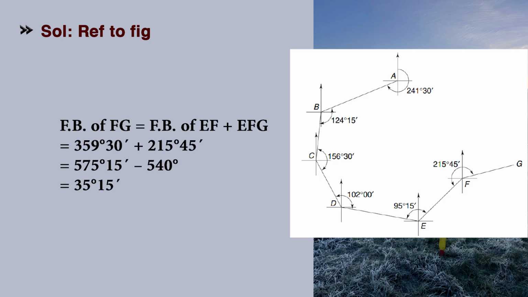Lastly, the forebearing of FG is equal to forebearing of EF plus the angle EFG. Forebearing of EF is 359 degree 30 minutes, and angle EFG has been given as 215 degree 45 minutes. Adding both we will get 575 degree 15 minutes. Since it is more than 540 degree, we will subtract 540 degree from it, which will result in 35 degree 15 minutes. So, the forebearing of FG that we had to calculate is 35 degree 15 minutes.